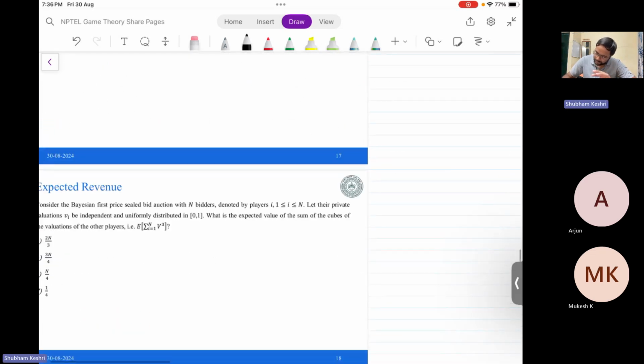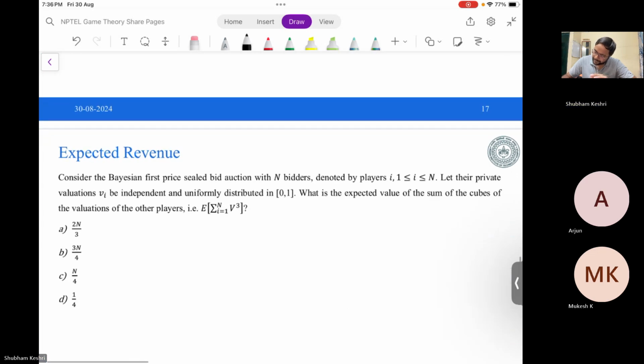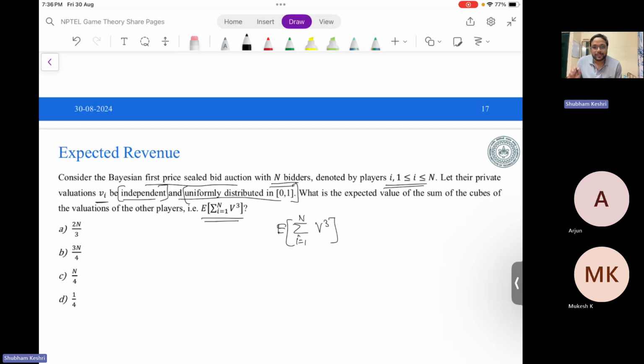Now we'll go to expected revenue. We have n number of bidders and this is a first price sealed bid auction. Each v i, which is the valuation of a player, is independent and uniformly distributed between 0, 1. So you have independence and uniform distribution between 0, 1. What is this expectation? The summation of i equals 1 to n of v cube. So this is the question.